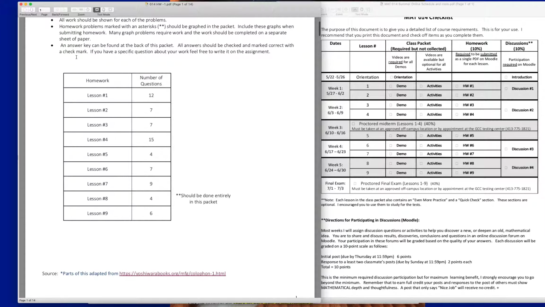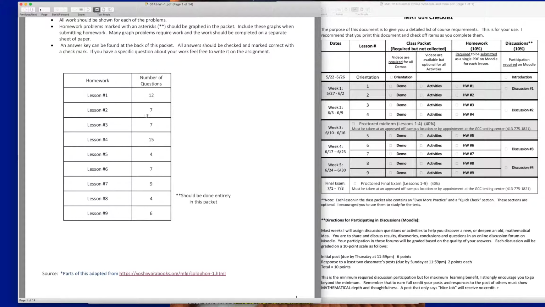And then finally, an answer key can be found at the back of the packet. You should mark all answers that are correct, that you've checked, with a check mark. If you have a specific question about your work, you can write a note to me on the homework. I will be able to read it then and answer it.